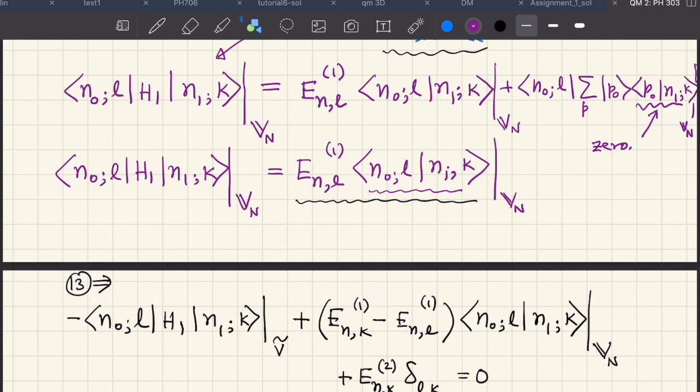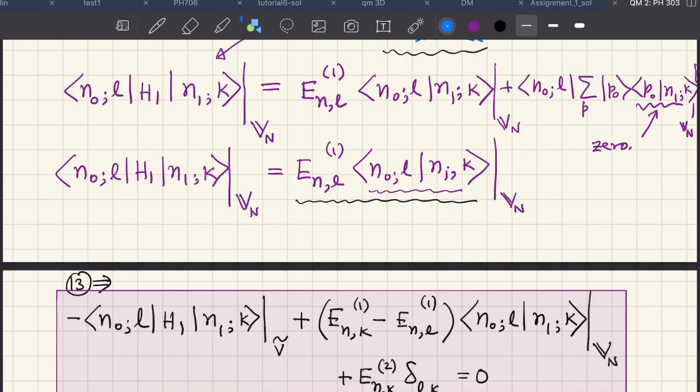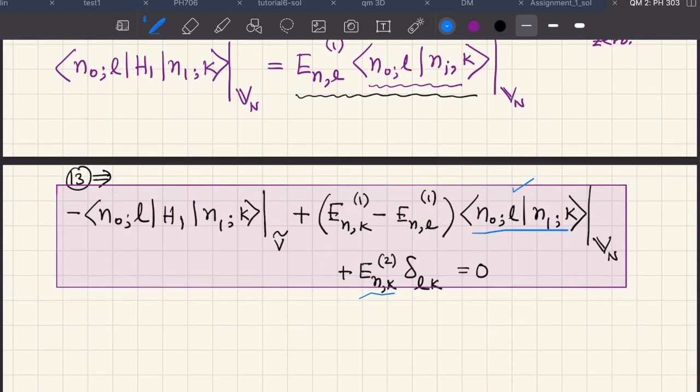So what does this equation tell us? Remember, this object was our unknown. This object we wanted to figure out, ⟨n0L|n1K⟩. But as a byproduct, we got the second order correction to energy. Why are we calling it a byproduct? Simply because you can now set L is equal to K. Let us set L equal to K.